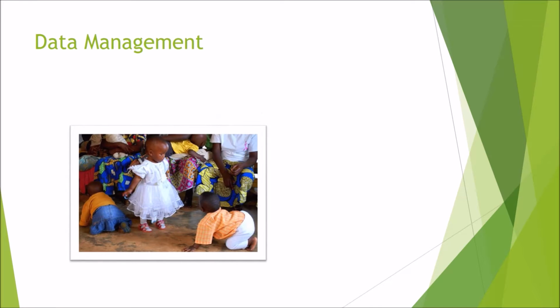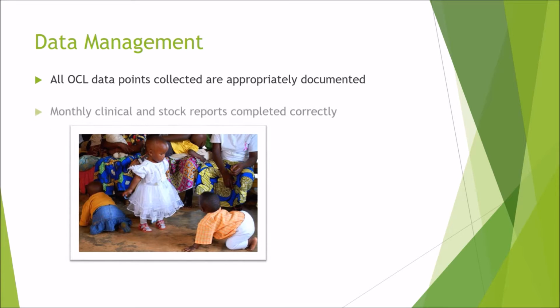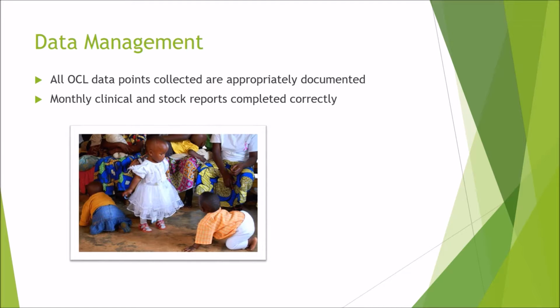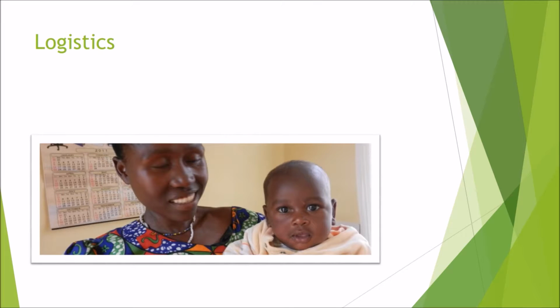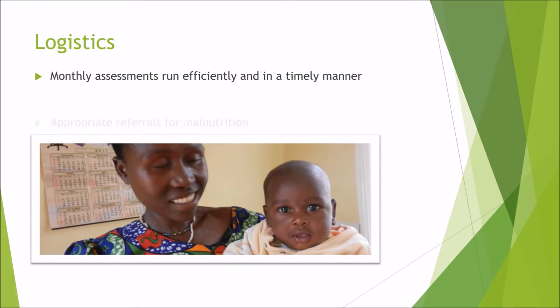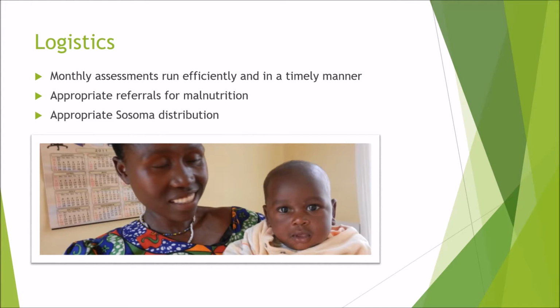The data management portion of the OCL will include assessing whether or not all OCL data points collected are appropriately documented and ensuring that monthly clinical and stock reports are completed correctly. The last OCL indicator, logistics, will include assessing whether or not monthly assessments are run efficiently and in a timely manner. This indicator will also investigate if malnutrition referrals and SOSOMA distribution are being completed appropriately.